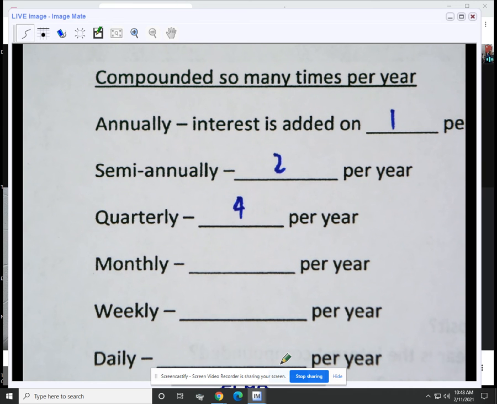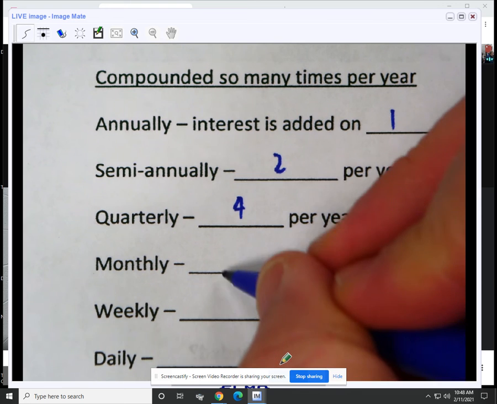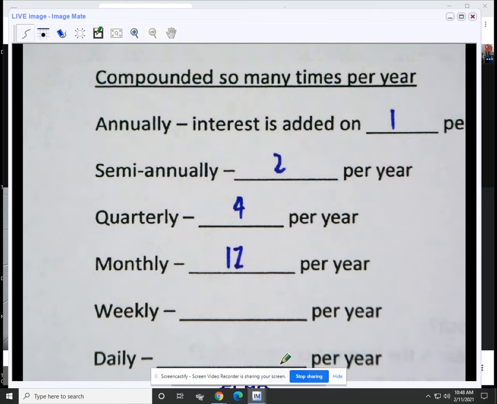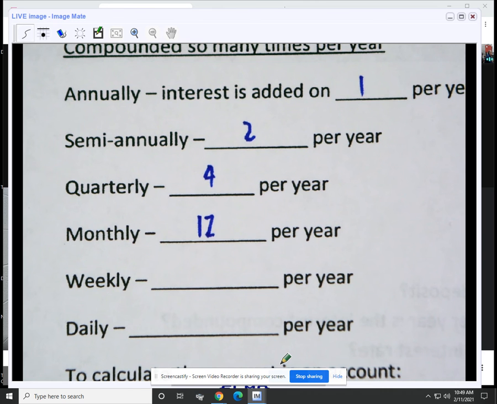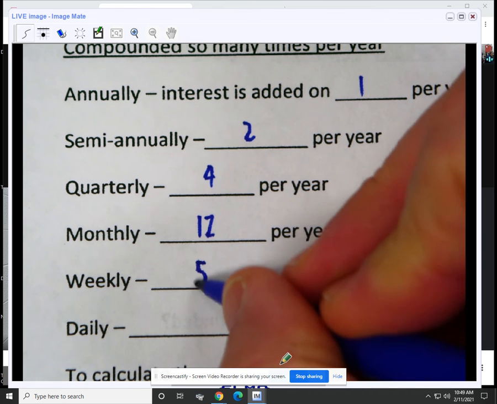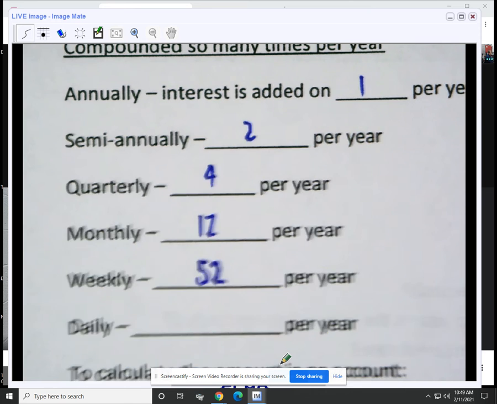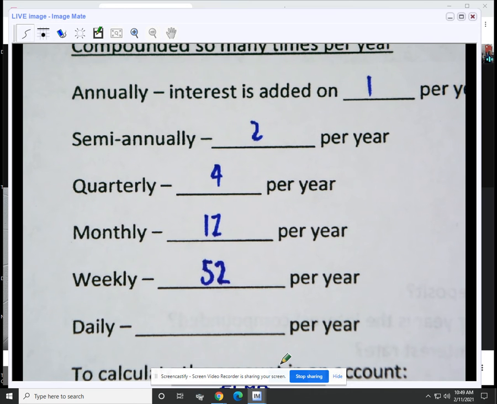Quarterly. How about monthly? 12. And I didn't realize it. Maybe a lot of us don't know. How many weeks do we have in a year? 52. I've had a couple people say 48 so far today, and that's okay if you didn't know that. But there's 52. If it says weekly, you're going to put 52.